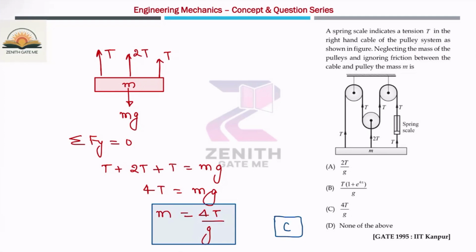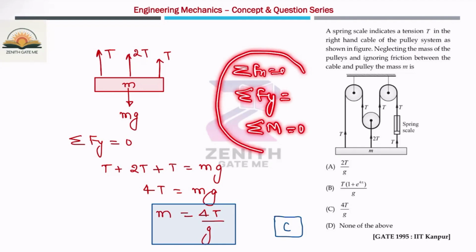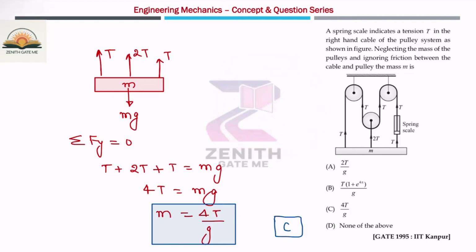In this particular case, only one equation is sufficient, that is summation of force in y direction is 0. You have to use the three equilibrium equations: summation of force in x direction is 0, summation of force in y direction is 0, and the moment about any point is 0. So these three equations are sufficient for solving problems of a coplanar force system.